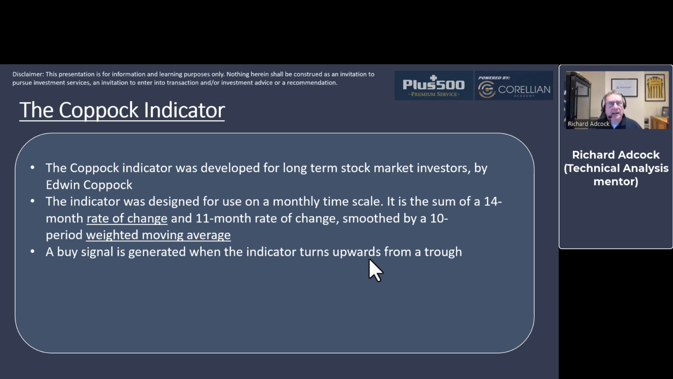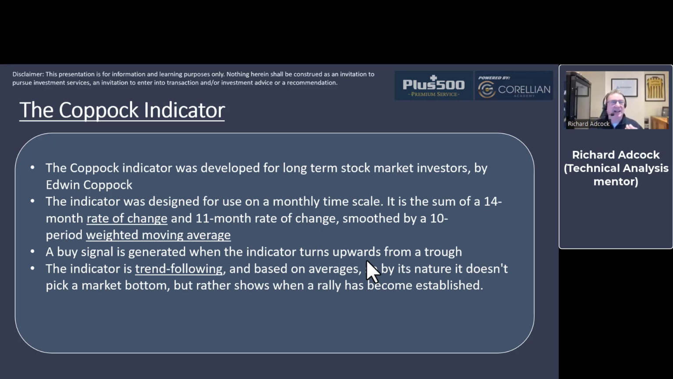Now, the buy signal is generated when the indicator turns up from a trough, and it is trend following. And because it's based on averages, by its very nature, it's not designed to highlight market bottoms. It is designed to highlight when we see a turning point within the market that reflects a sustainable move in the direction of the turn.